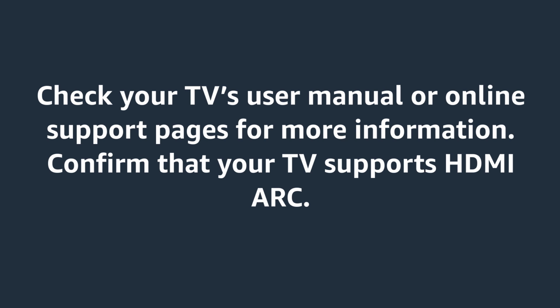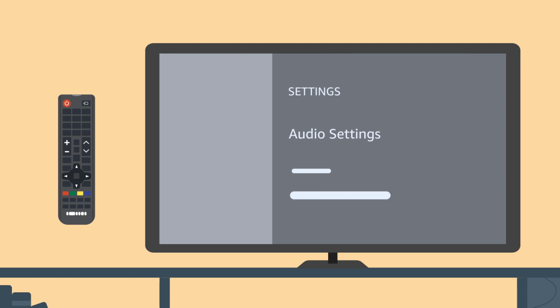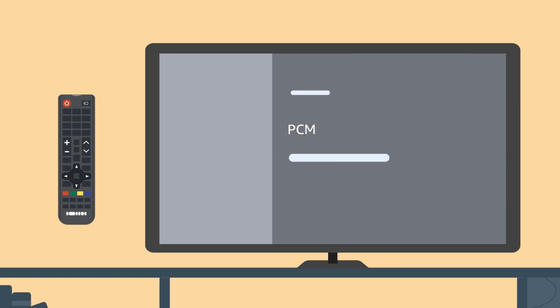Confirm that your TV supports HDMI ARC. Turn on HDMI ARC on your TV. Use the remote that came with your TV and go to the settings on your device. Check the audio settings on your TV.